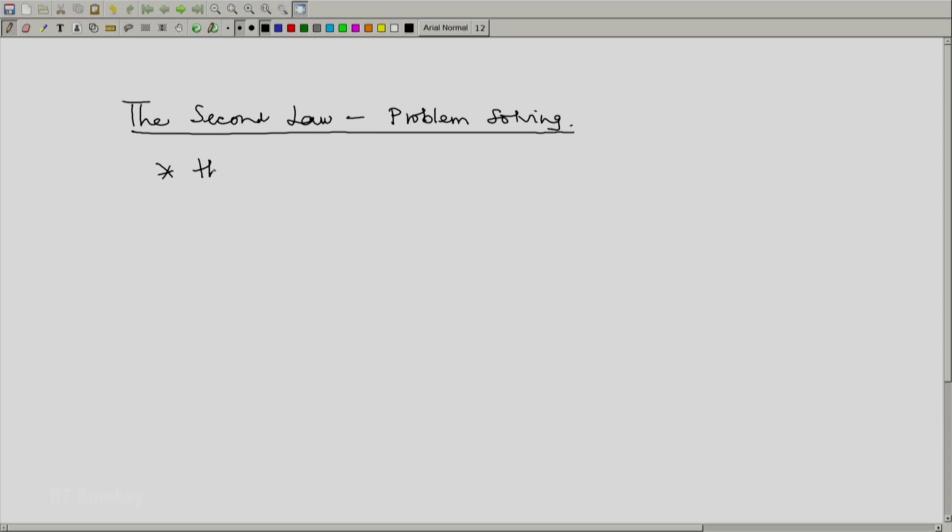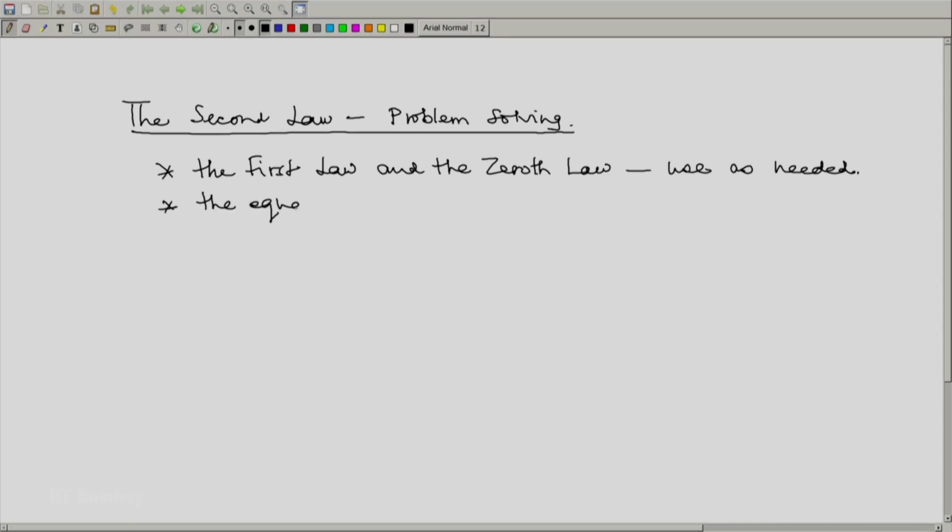So one thing to remember is we should not forget the first law and the 0th law. We will use them as needed. Also, the equations of state will be required to be used as needed.